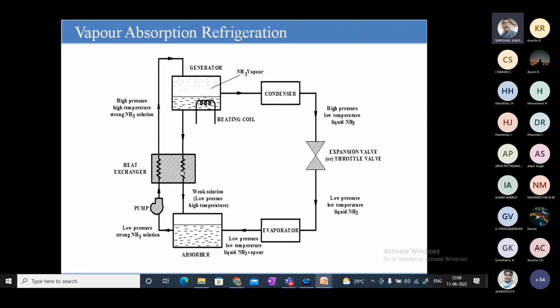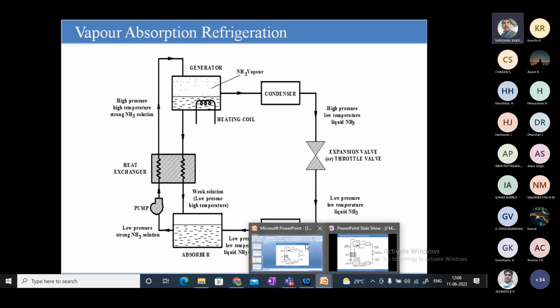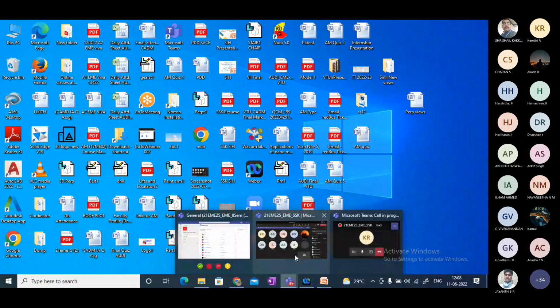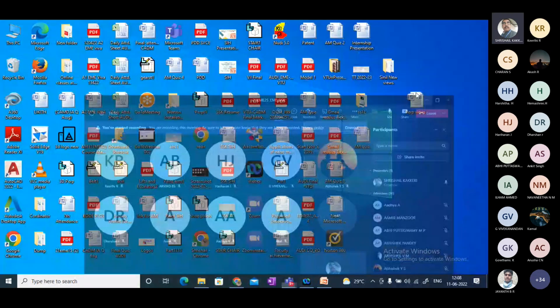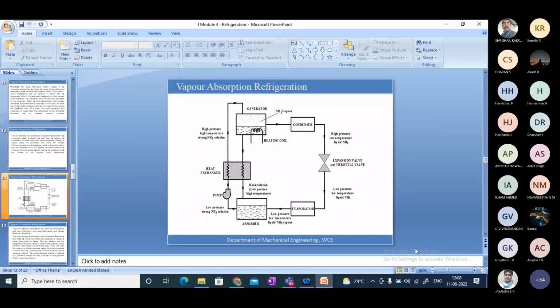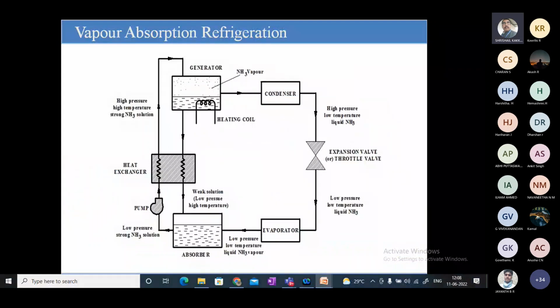Otherwise, the additional heating coil will be increasing the power requirement. Only the power requirement will be at the heating coils. In the vapor compression refrigeration, to run the compressor, we were using electricity. And here to heat the heating coils, we are going to use electricity. Okay. Now let me start with the evaporator coil.